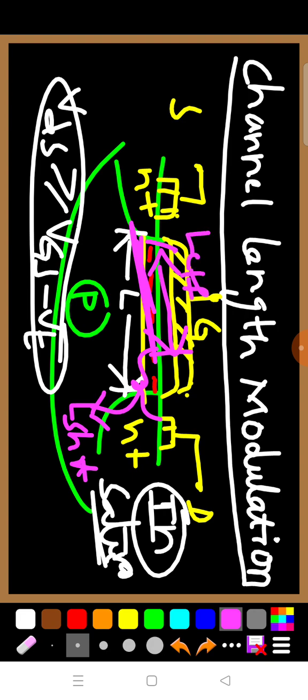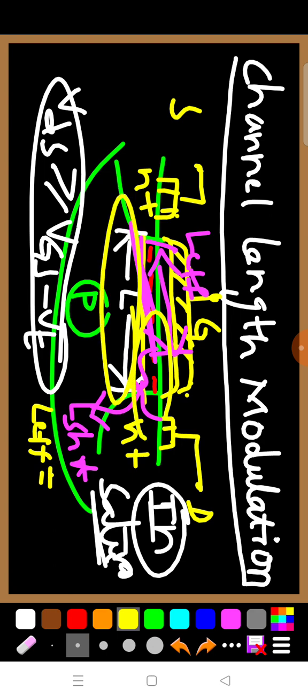Now what is the modulation present in the channel? If somebody asks what is the remaining effective length, can anybody try to tell? Absolutely, L effective is L minus L short. Is it clear? L minus L short.